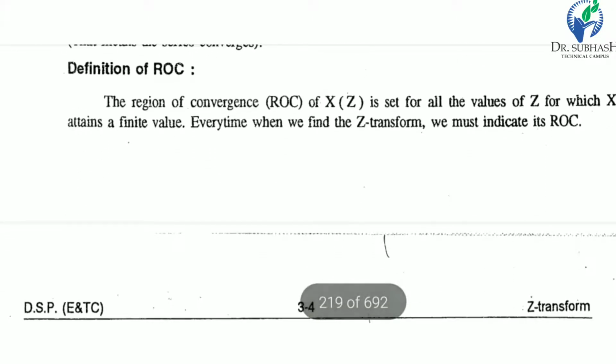Definition of ROC. The region of convergence ROC of x of z is the set of all the values of z for which x of z attains a finite value. Every time when we find the Z transform, we must indicate its ROC. It means region of convergence of x of z.